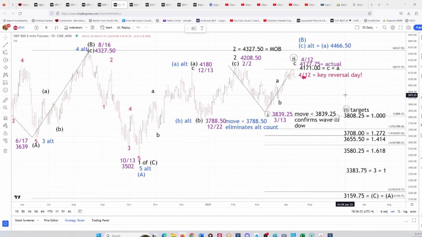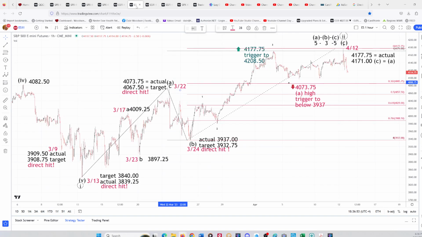Key reversal day here. Let me see if we can just get into the hourly and look at that 41.77 first. I think I have that there. Yeah, and there's the wave 1 down. This is the details of wave 2 up in circle. It was a 5 up, 3 down, 5 up pattern. You can see the C wave here. There's a 1 up, 2 down, 3 up, 4 down. That 4 might be in a couple of different places.